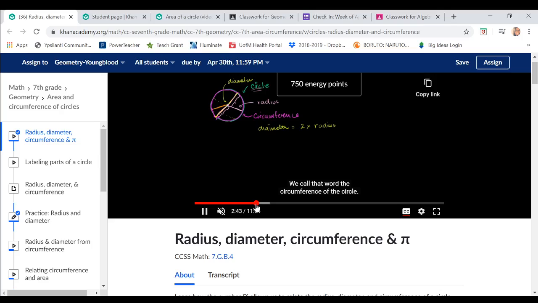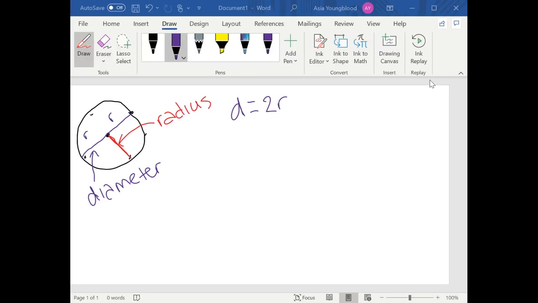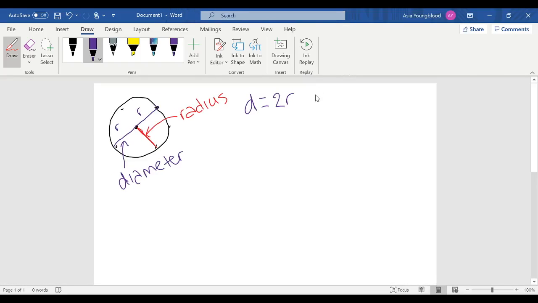Nice. So now he's jumping into something new, another important part of the circle. So now, the next thing we're going to talk about, which again we discussed in class, is the circumference. So the circumference of the circle is kind of the same thing as the perimeter of the circle, the outside part of the circle. I'm trying to find a new color. So this distance, the whole distance around the circle, this distance around the circle is called the circumference.